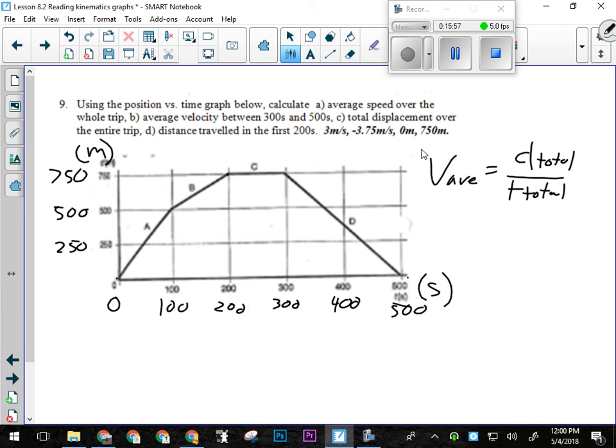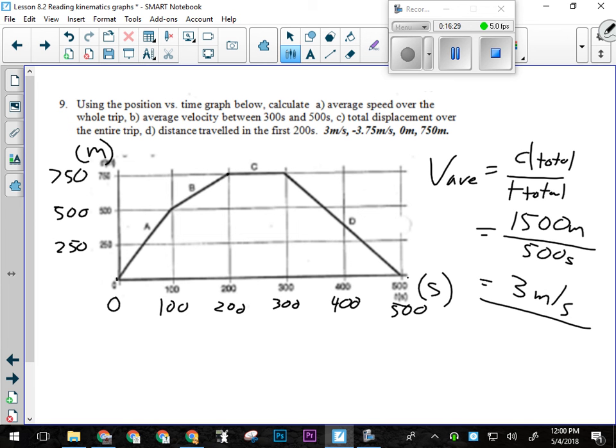1,500 meters. Remember, how far? Distance doesn't care whether you went forward or backward. It just cares how far. It went 750 forward. In the first 200 seconds, it went from 0 to 750. Then it was stopped for a little while here in section C, and then it went from 750 back to 0 from 300 to 500 seconds. So our total distance is 1,500 meters, divided by 500 seconds. Well, we're looking at 3 meters per second as our average speed over the whole trip.